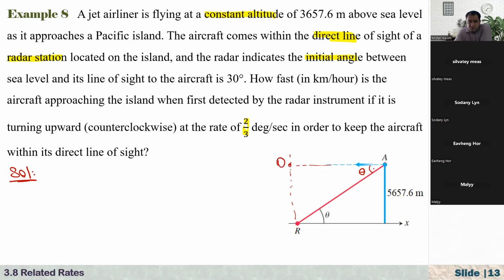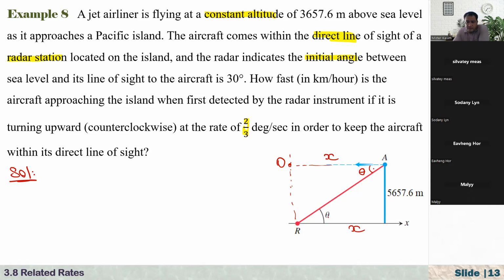Let's say the distance between the airplane and the island is x, so we have to find this, and the height is given. I know this height is equal to 5657.6, so that means this one is also x.